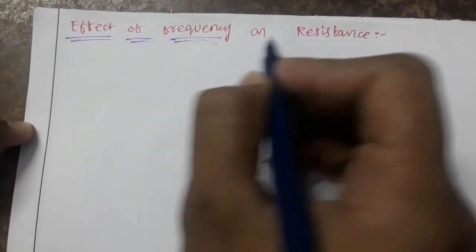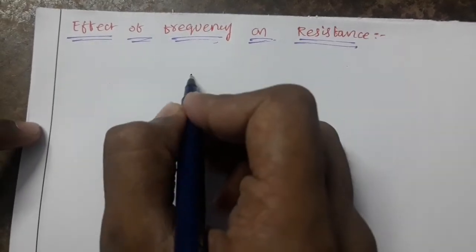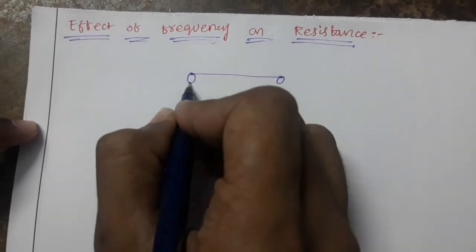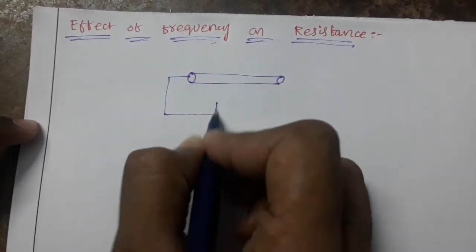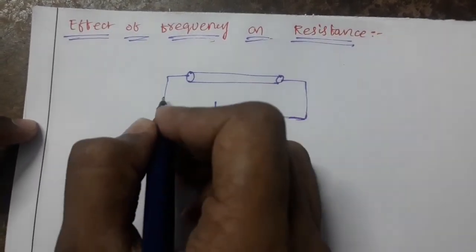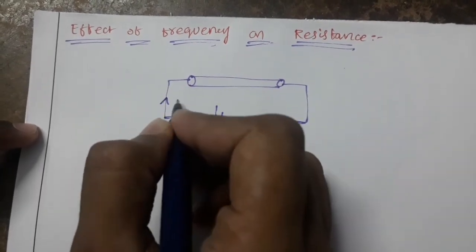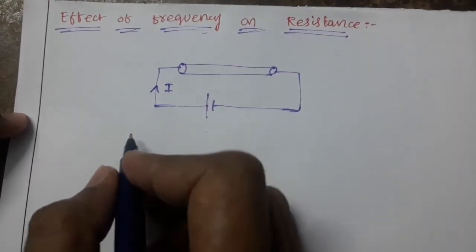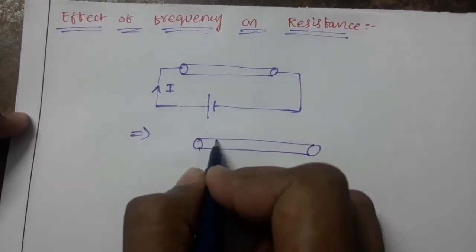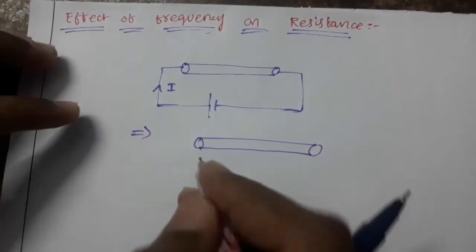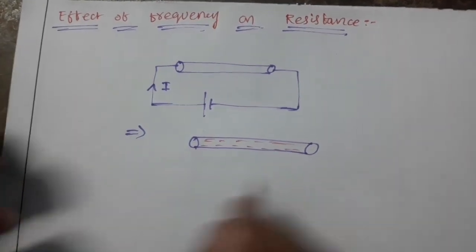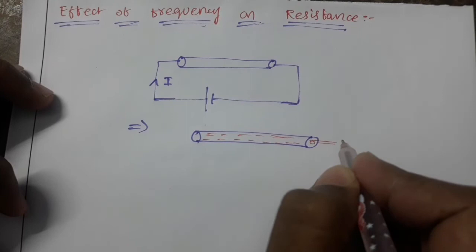Effect of frequency on resistance. We know due to skin effect, if I take a general conductor and apply a voltage, then if it is a closed path, the current will flow in the conductor. But due to skin effect, the current will only flow in the outer layer of the conductor, but not in the inner portion of the conductor.